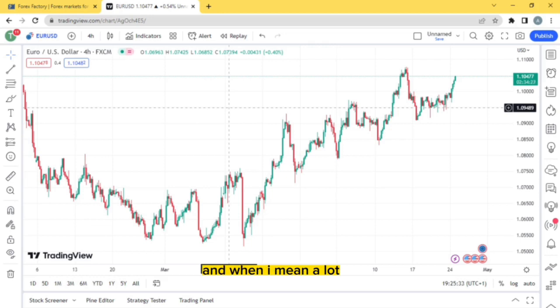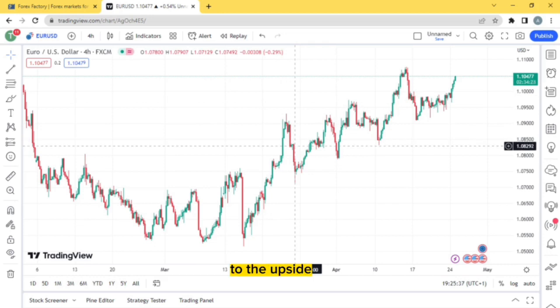And when I mean a lot, it loves to trend a lot. Even currently, the Euro USD is trending to the upside. We can see it clearly on my 4-hour, making a series of higher highs and higher lows. So if you've always seen Euro USD and thought, I don't know what's happening, one thing you should always do is zoom out and check the trend.